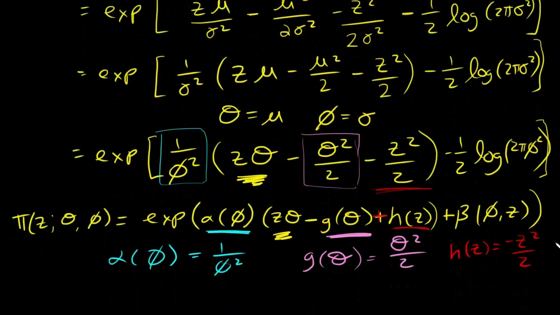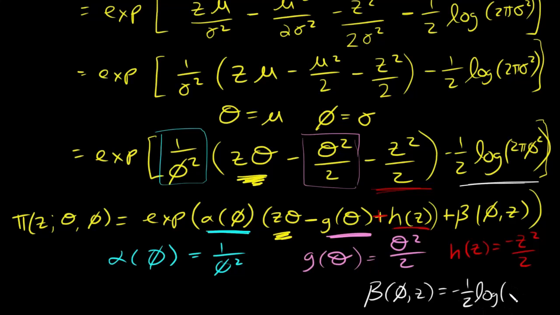All right. And then lastly, this function of phi and z. Now it doesn't include z, but that's okay. It doesn't have to include z, but it can. All right. So this last piece back here is beta, which is a function of phi and z, right? And it doesn't include z, and that's okay. It will be this negative 1/2 log of 2 pi phi squared. Okay.